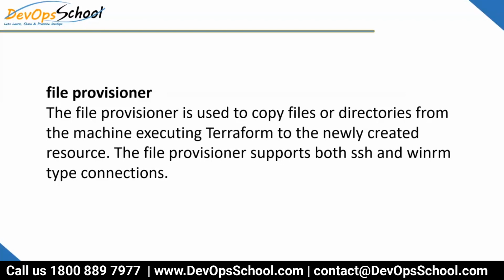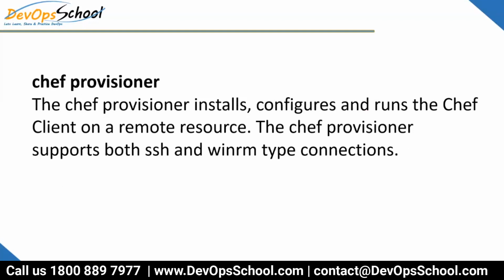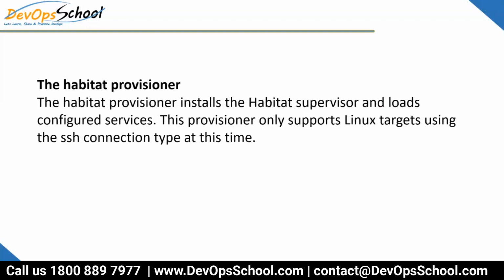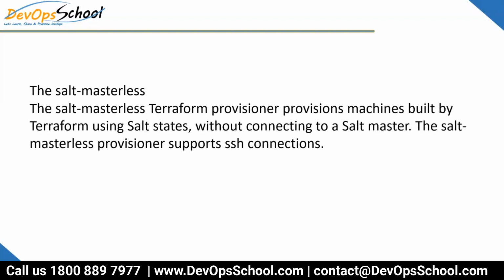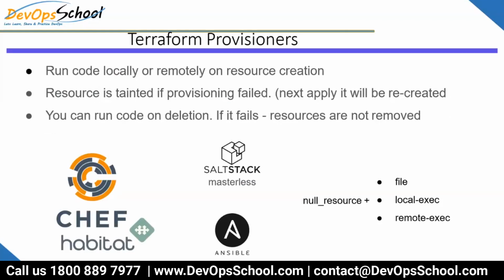So if you want to copy some files, folders, or whatever it is, then you can use the file provisioner. Okay, so the file provisioner is used to copy files or directories from the machine executing Terraform to the newly created resources. The file provisioner supports both SSH and WinRM types of connections. Are you comfortable, all of you? So this is used only for copying the files, right? Okay. So the chef provisioner is for chef cookbooks, and the habitat provisioner is also there. Puppet provisioners, I'm skipping because out of scope, and the salt-masterless provisioner is also there. Okay, so we have understood this.